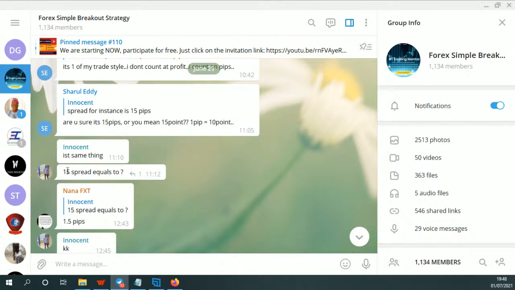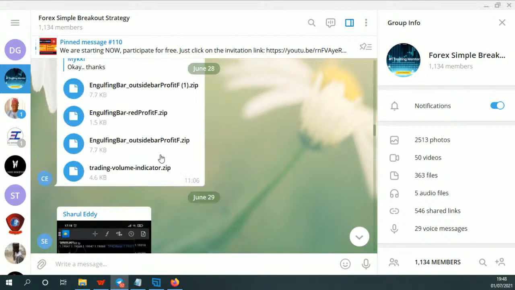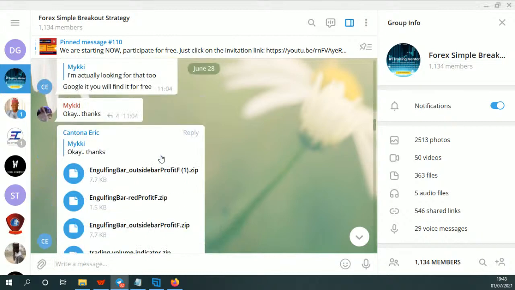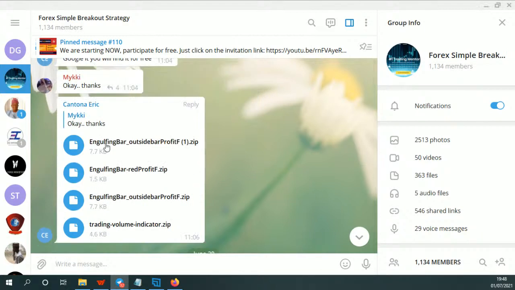For example, this guy is asking, 115 spread equal to what? Are you sure it's 15 pips? And then somebody is asking, does anyone in here have the engulfing candle indicator? If so, can you give it to me, and somebody has gone and given them all the engulfing candle indicators that they know. So engulfing bar, outside bar, engulfing red profit, engulfing bar, outside bar, and so on and so forth.